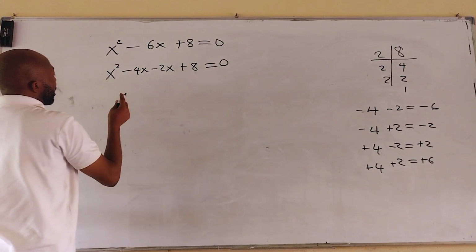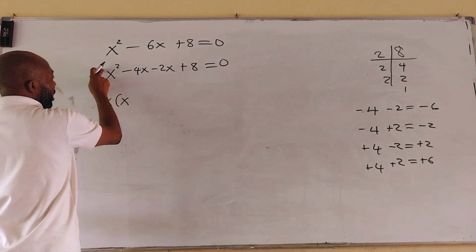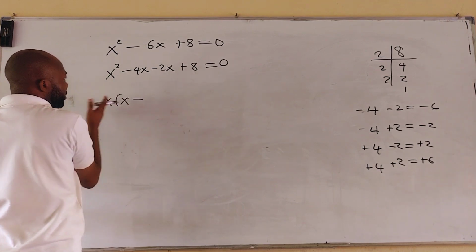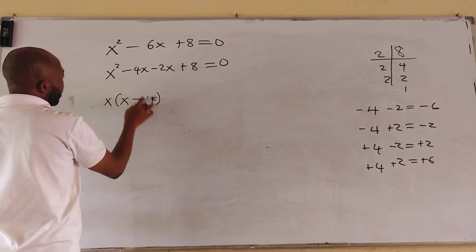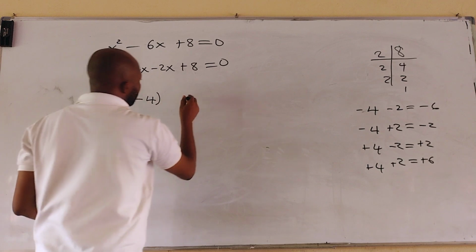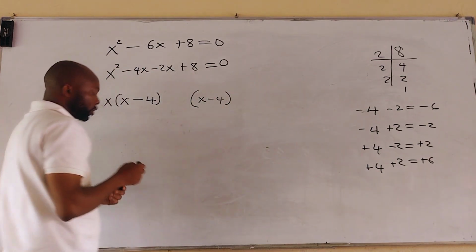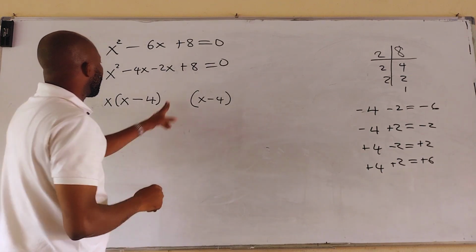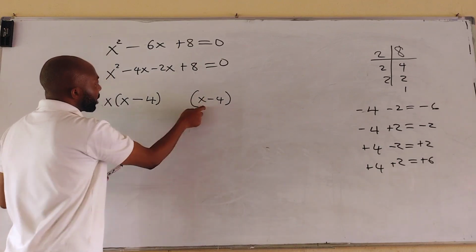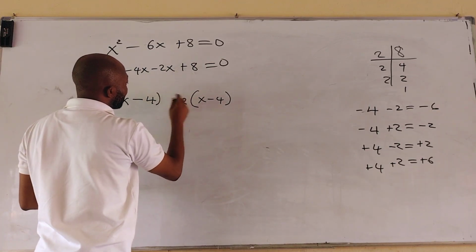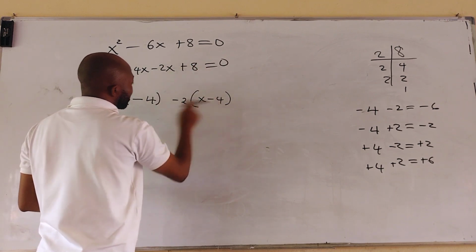So now I have my x here, open bracket, x times x will give me x squared. x times what will give me minus 4x is minus 4. So x times minus 4 is minus 4x. I know what is going to be in the second bracket is what is here, x minus 4, because we have been told that it must be the same. So if that is true, what am I going to put outside here? It will give me minus 2x when I multiply with it. So that is minus 2. Minus 2 times x is minus 2x. Minus 2 times minus 4 is plus 8. So that is just that.